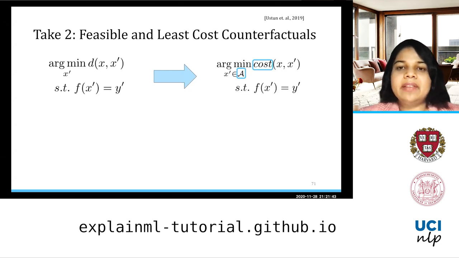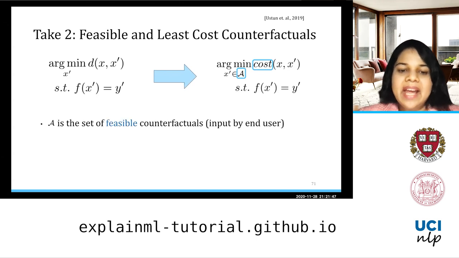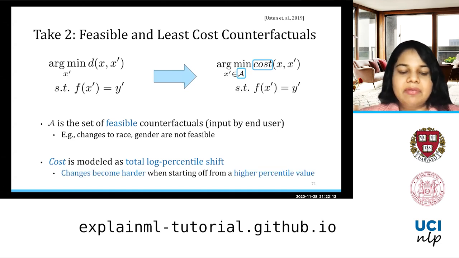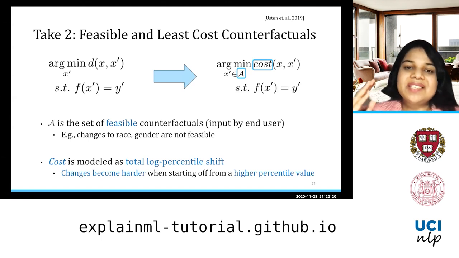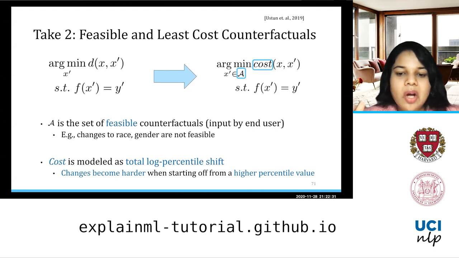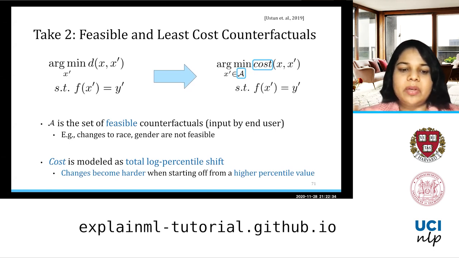If you notice, there is another variable introduced, which is A. A is the set of feasible counterfactuals input by the end user. For example, end users can explicitly say that changes to features like race and gender are not feasible, therefore they cannot be valid counterfactuals. The cost function chosen by Ustun et al.'s work is total log percentile shift, and they use this cost function to capture the fact that changes become harder when starting off from a higher percentile value. That is, it is harder to move from the 90th percentile to the 95th percentile than it is to move from the 50th percentile to the 55th percentile. This logic is captured in the log percentile shift, which they use as their cost function.